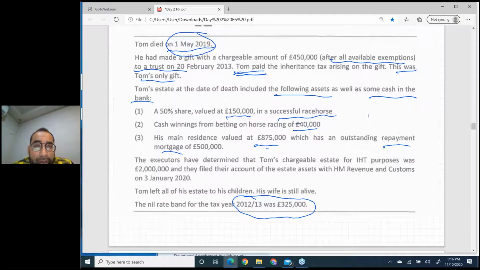Just for your knowledge, by looking at the main residence, something clicked in my mind: the residence NRB. Maybe the examiner may ask about residence NRB because his death estate includes the residence. Now let's do MCQ number 4, the second last MCQ.